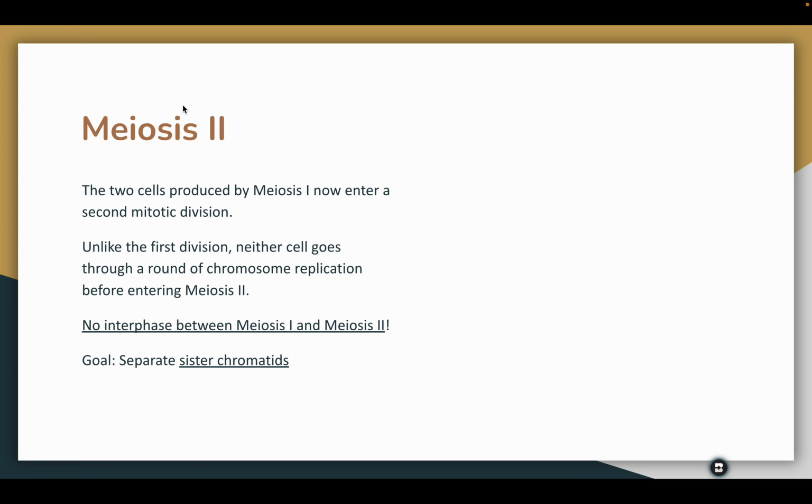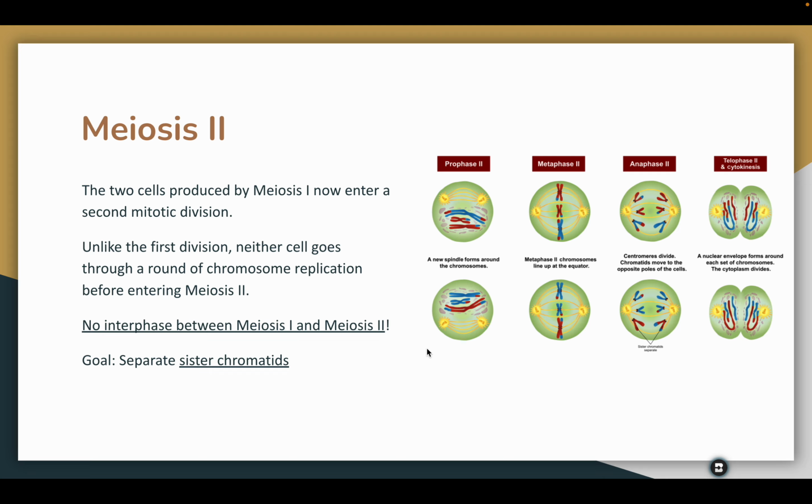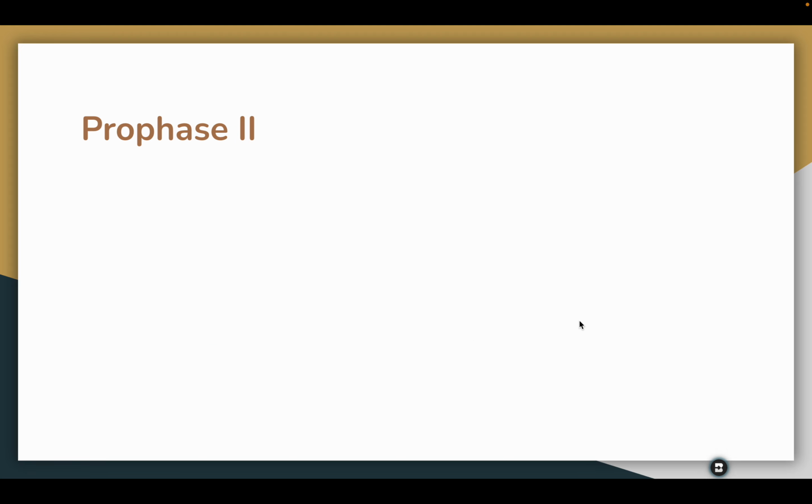And so you might be asking, what's our goal for meiosis 2? We are trying to separate sister chromatids, okay? So in meiosis 1, we're separating homologs or homologous chromosomes. In meiosis 2, we are separating those sister chromatids. Okay, here's a synopsis of what we're going to do.